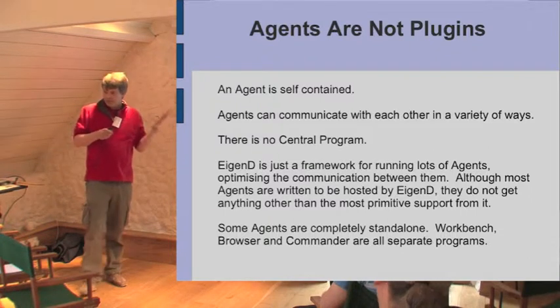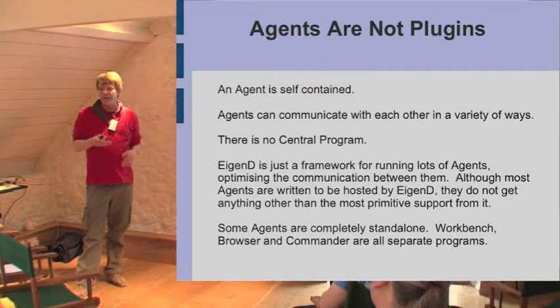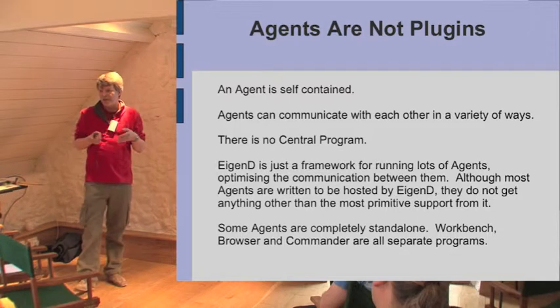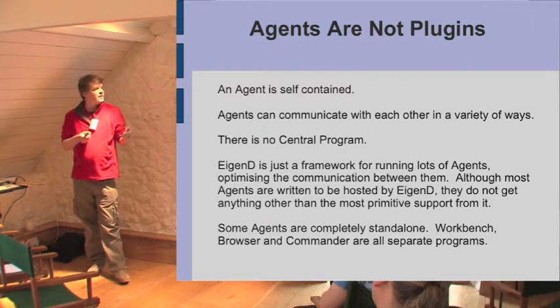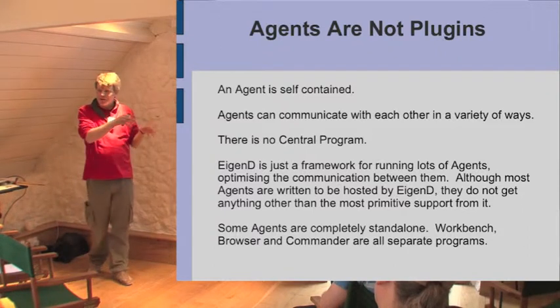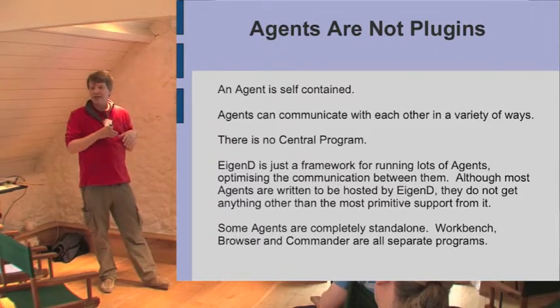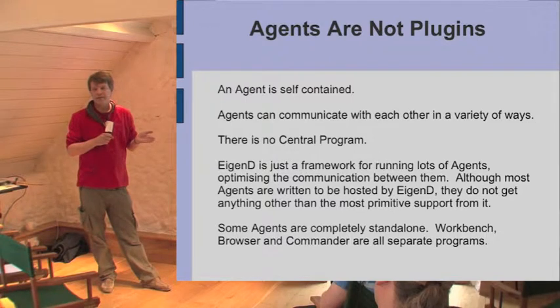EigenD is just a host. Just like an operating system, you run programs on it. Programs aren't plugins to the operating system. They use sockets and things, so they don't have to implement TCP. EigenD provides the same sort of equivalence, quite low-level things. So there's no central authority in the system that an agent can go and look to for things.